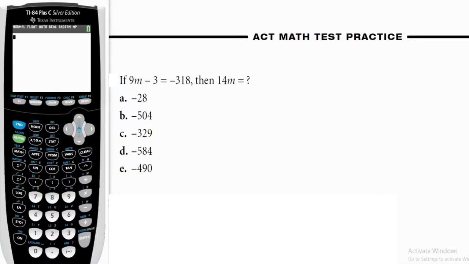In this video, we're going to learn how to solve this ACT math question easily and fast using the TI-84 Plus scientific calculator. Alright, so the question says if 9m minus 3 equals minus 318, then 14m equals what? Now guys, this question is very simple. This is simple algebra in action.